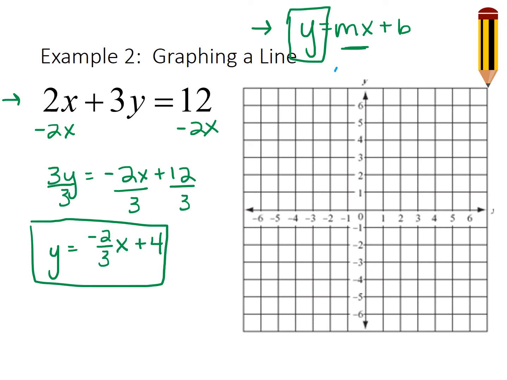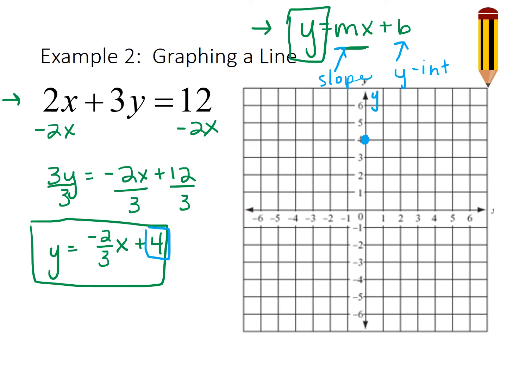So again, if you looked into your notes, the m stands for your slope, and the b is my y-intercept. So y-intercept means where it's going to cross the y-axis. So here, when I have a positive 4, that means I'm going to go on my y-axis, which is the one going up and down. And I'm going to go up to a positive 4, and I'm just going to plot a point right there.